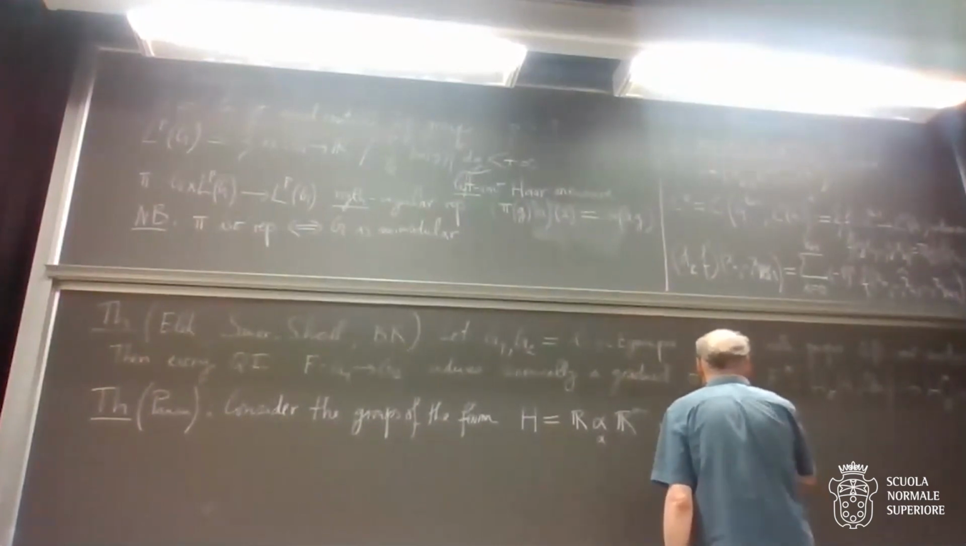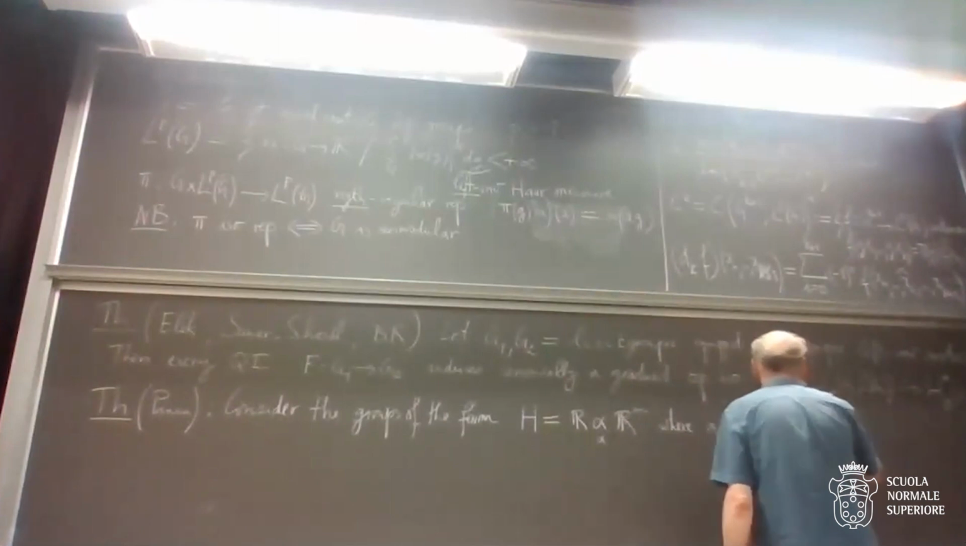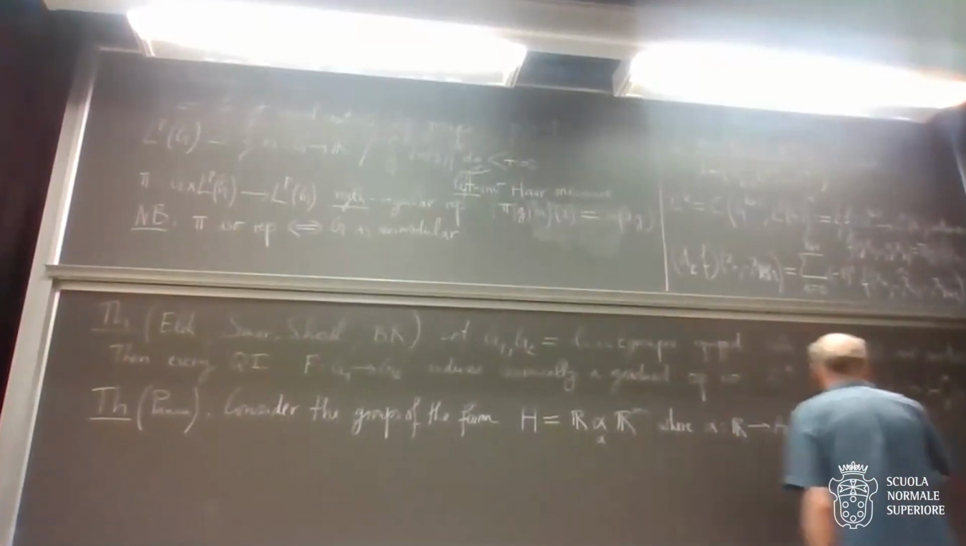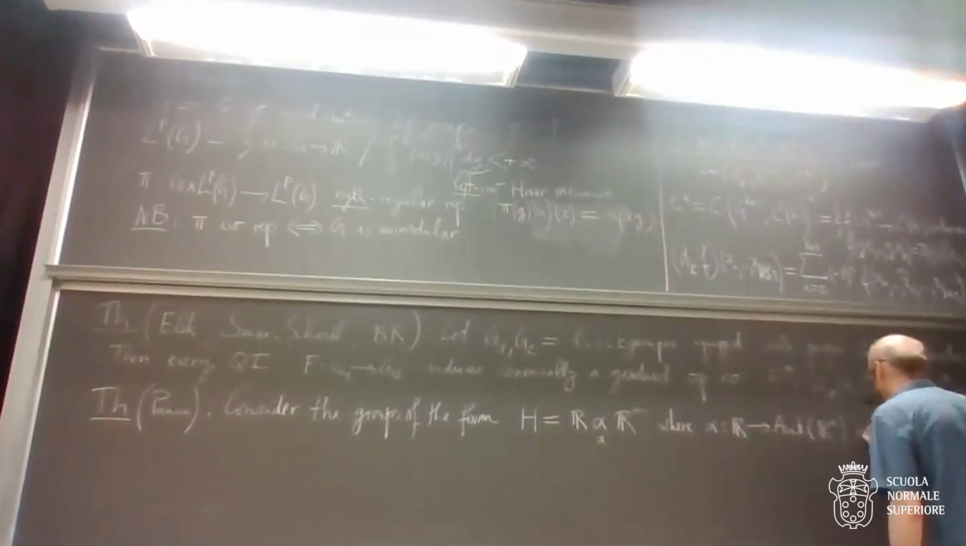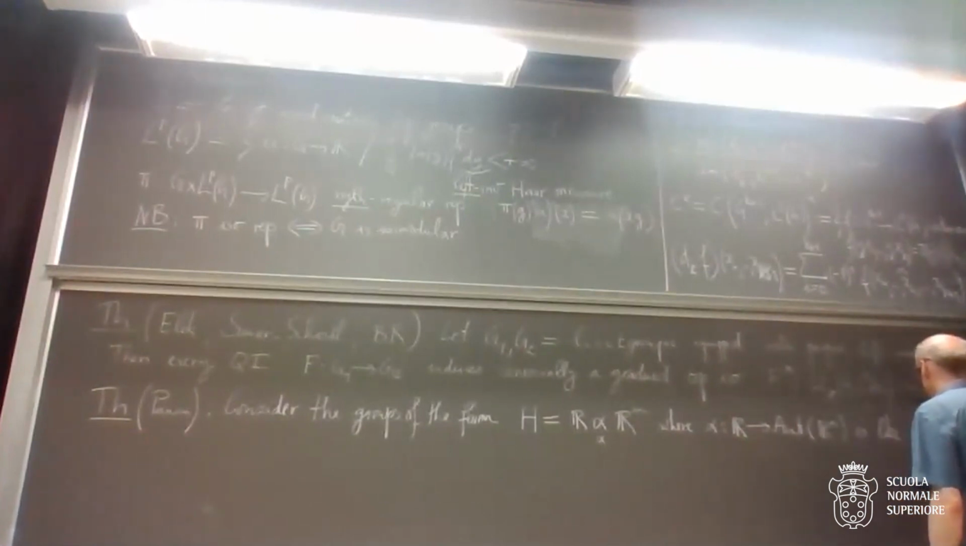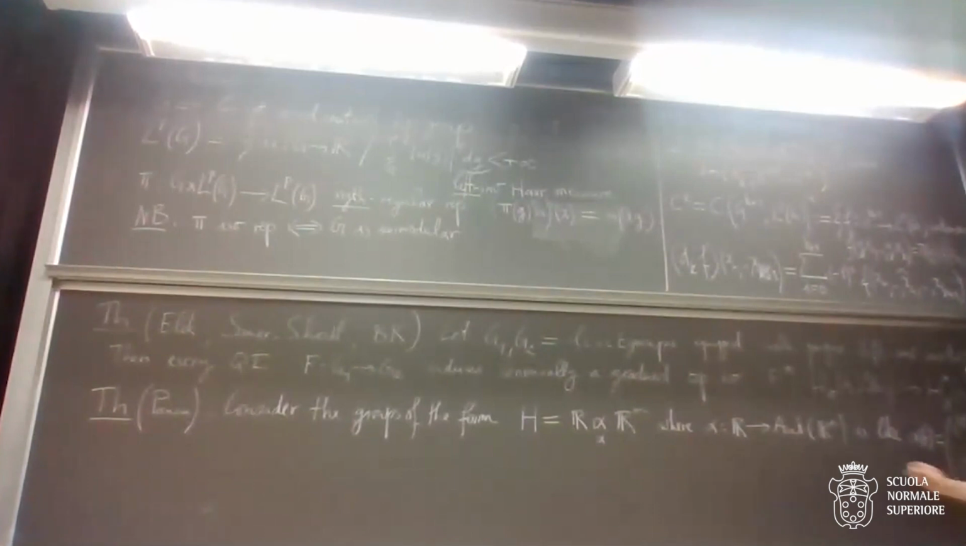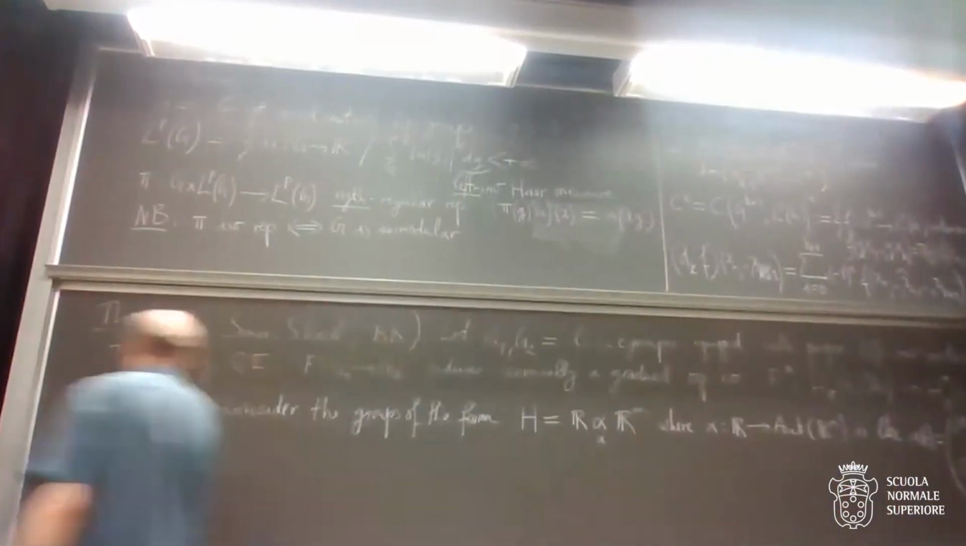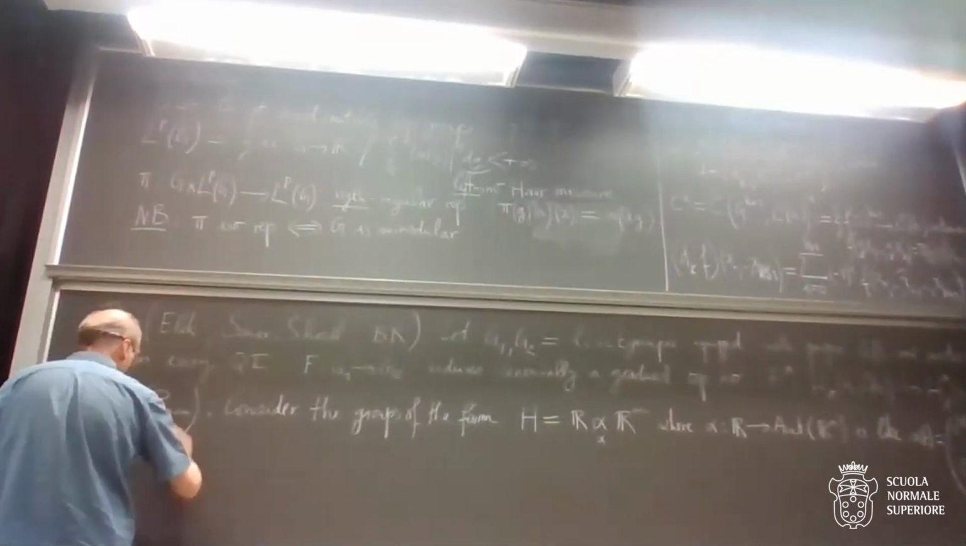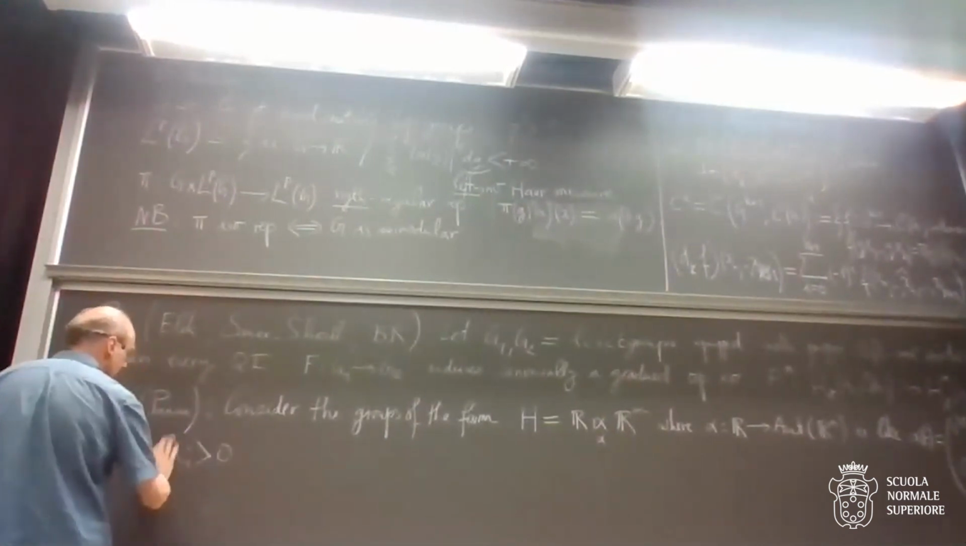So alpha is a map to the automorphism group of R^n. So alpha of t will be some diagonal matrix with lambda_i, all of them positive.